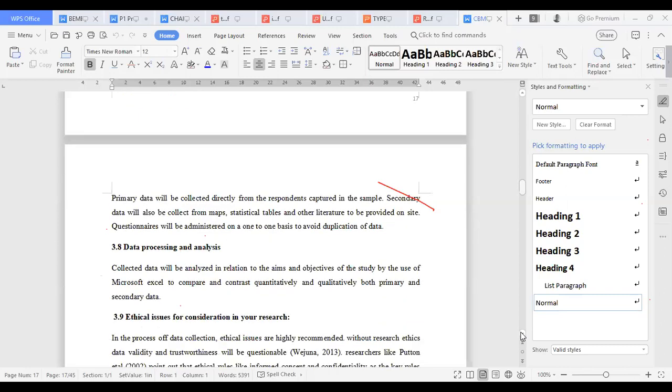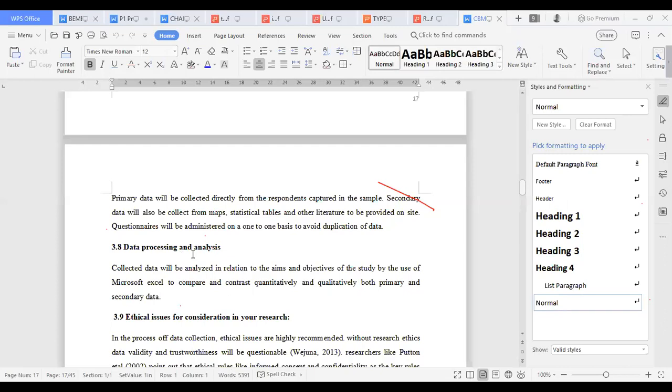Primary data will be collected directly from the respondents captured in the sample. Secondary data will be collected from the maps. With primary data, you go down to the field, you interact with people, you give them questionnaires, they do everything there. But secondary data will be collected using literature that has already been published, stuff that is already in existence, using maps, journals, conference papers, okay? That is what I'm going to do.